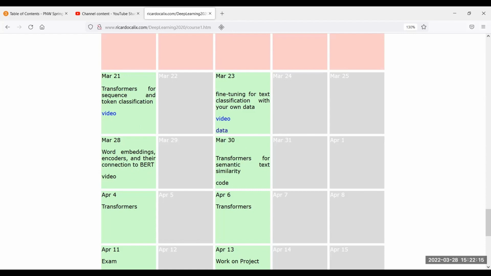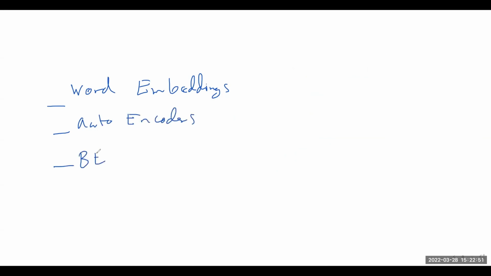All right, so I'm going to switch over to the whiteboard again. And now we can formally start the BERT discussion. Actually, we have word embeddings, we have autoencoders, and then we have BERT. There's a very strong relationship in the goal. They're all neural networks, obviously, but there's a very strong connection in terms of objectives.